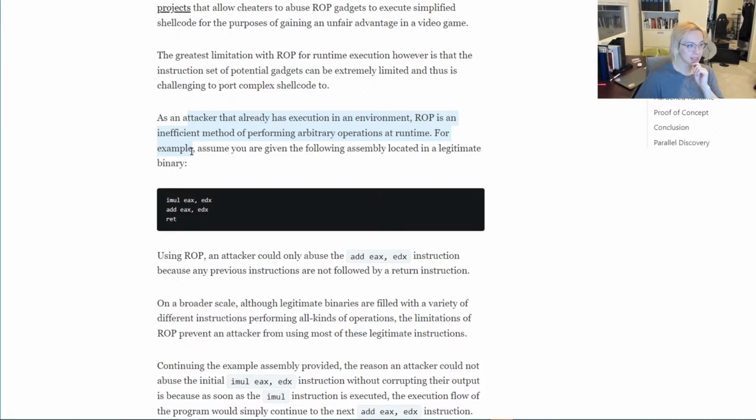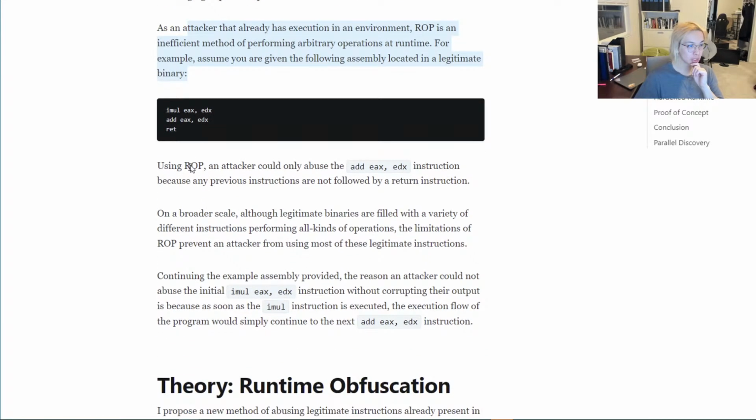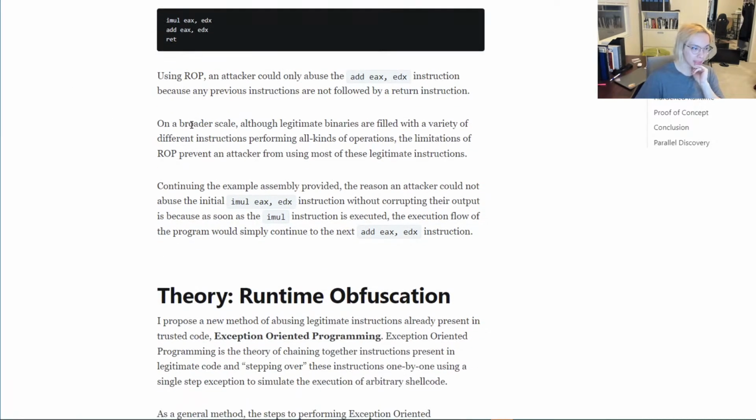Attacker and ROP is an inefficient method for performing arbitrary operations at runtime. So assume you're given these instructions, ROP abuse, add an instruction to perform a return. Okay, so it's just injecting some kind of machine code, or what's called assembly language stuff. All right, I get it.